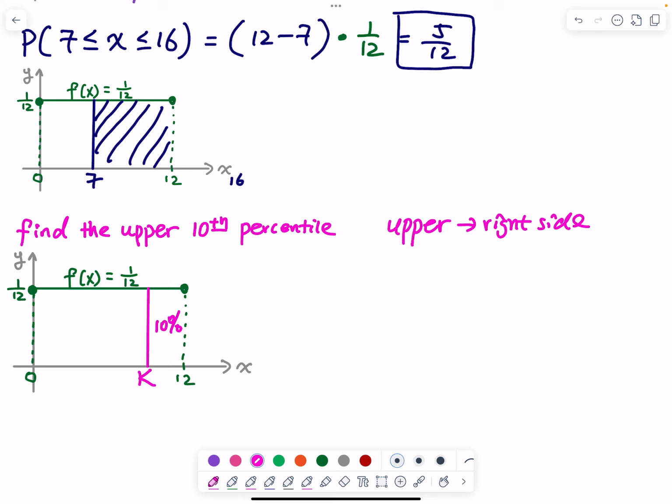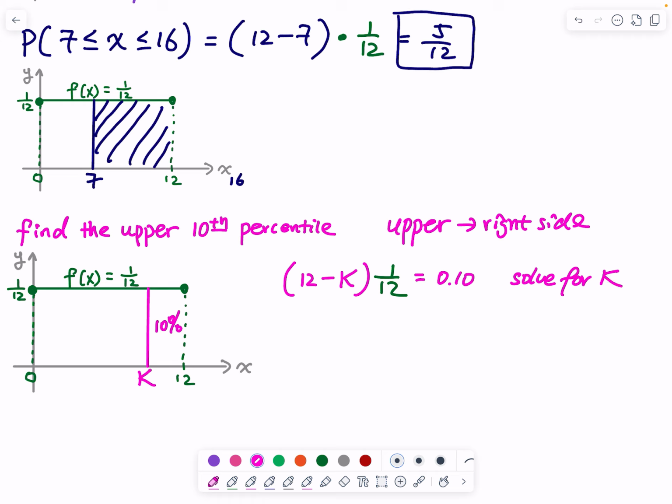And then this cut, I don't know what that is, and then I need to find out. Okay, how do we find the 10%? Easy, we do the base times height, and then the base is 12 minus the cut, and then you multiply the PDF, and then all that equals 10%. 10% is the same thing as 0.10, but this time we need to solve for k.